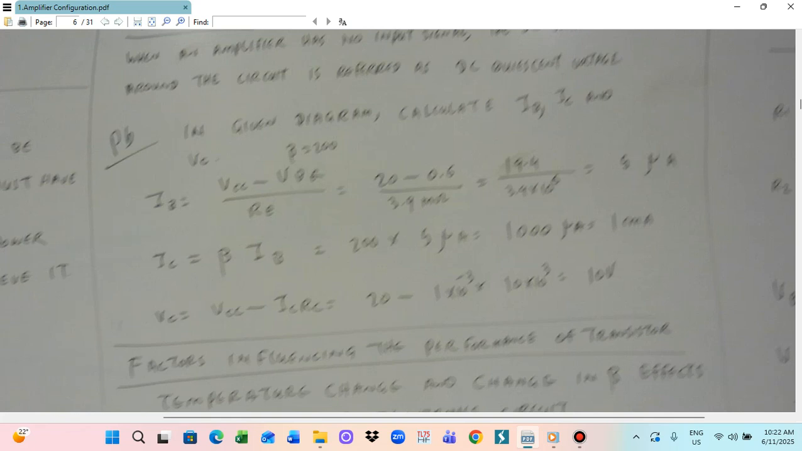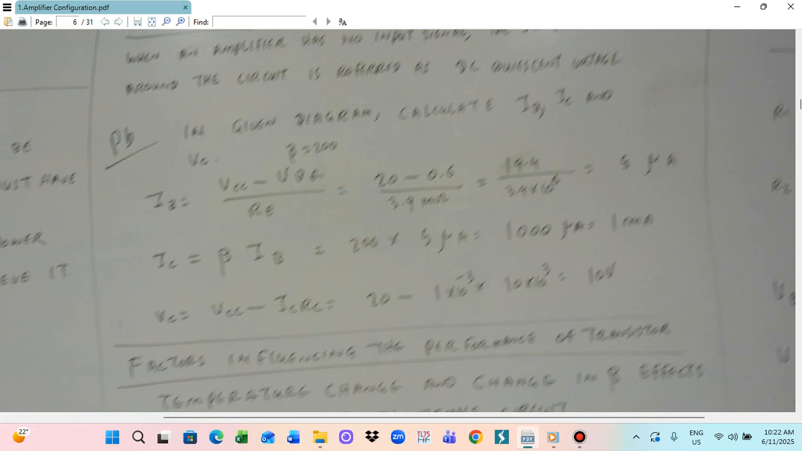Amplifier circuit given, so we have to calculate the IB. IB is this current flow, and we also need to calculate the IC and also the VBC. So we have to use the formula. The IB formula is VCC minus VBE divided by RB.